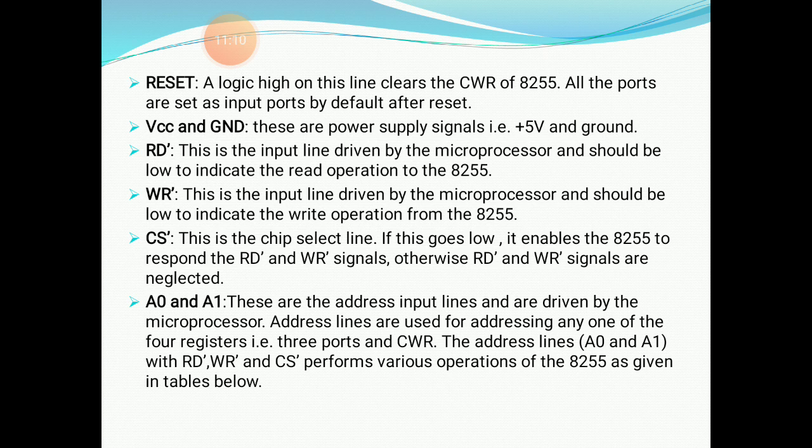The two address lines of 8255, A0 and A1, are driven by the microprocessor address lines. These address lines are used for addressing any one of the registers or ports, that is, 3 ports and the control word register. The address lines A0, A1 with the read signal, write signal and CS bar perform various operations of 8255. These operations are specified in the tables below.